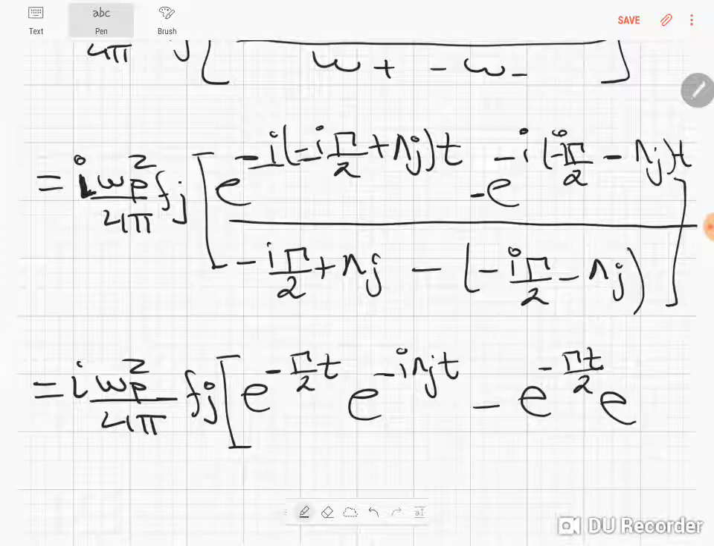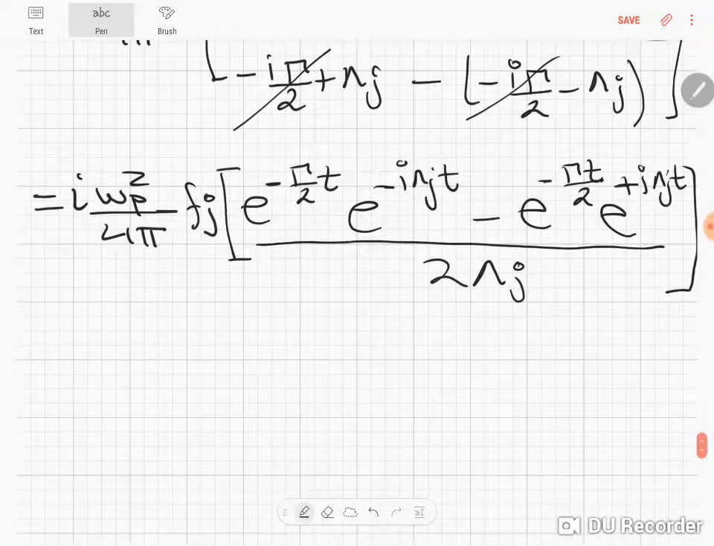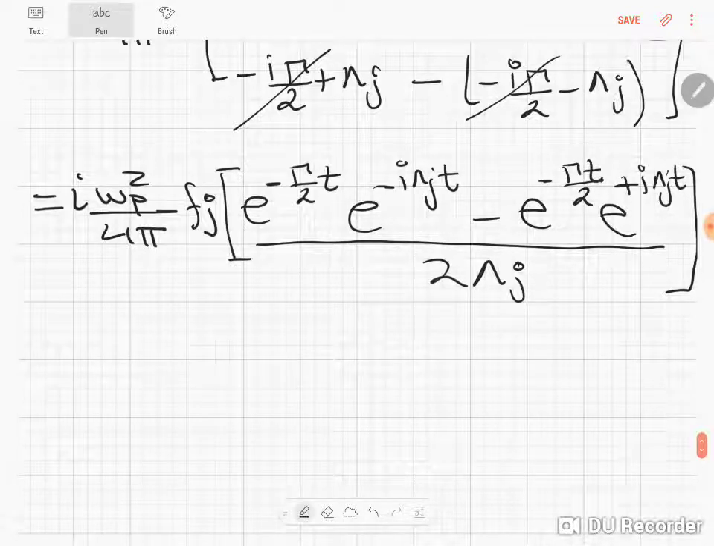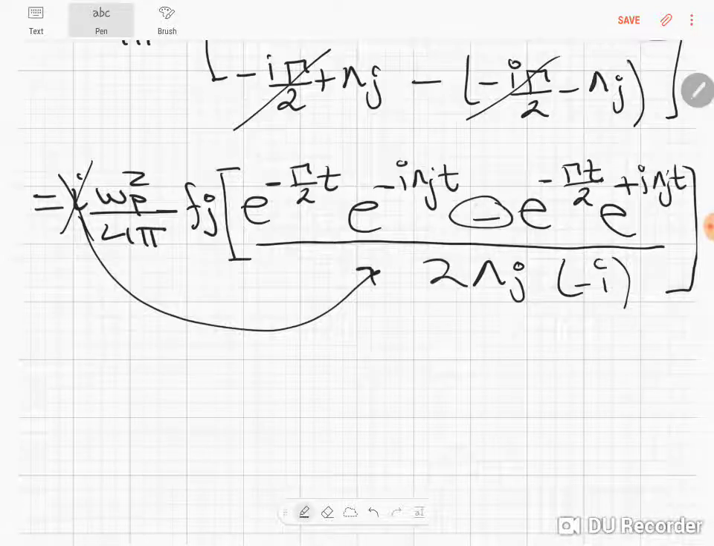This is e to the what? Plus, yes, now plus i lambda_j t. Here then this goes with this, and then we are left with 2 lambda_j. Then now let's see what we're going to do here. So if we pull down this i here, it goes as minus i. Okay, and there's this minus sign. This minus sign reverts the nature of this sign, so then this becomes a plus and this becomes a minus here. So then let's write that down.